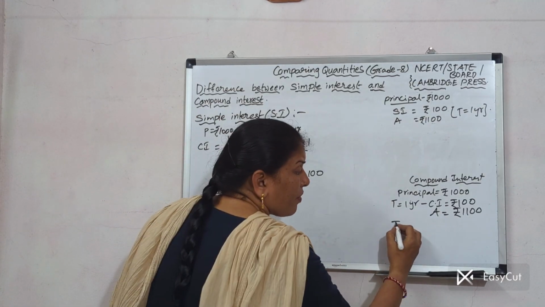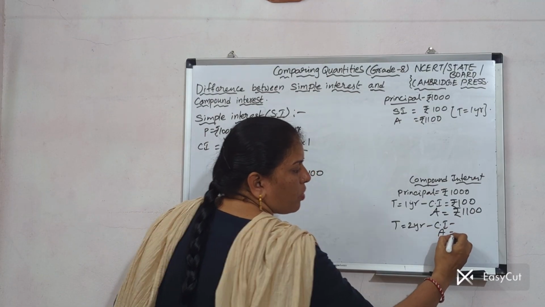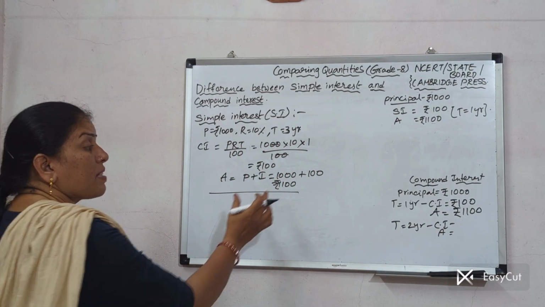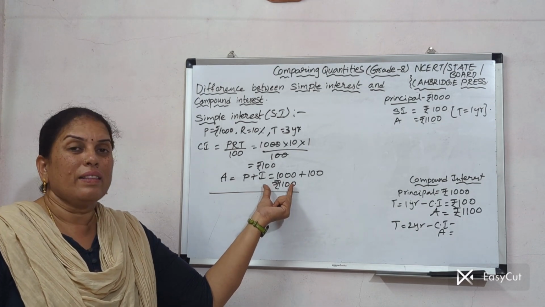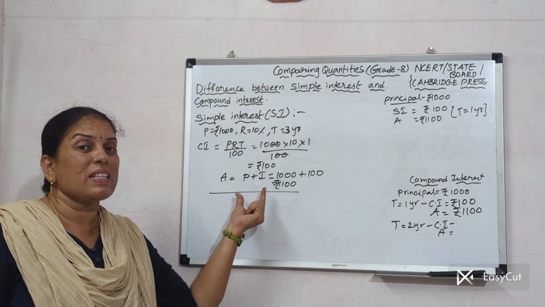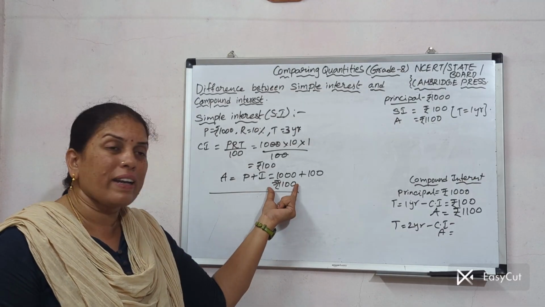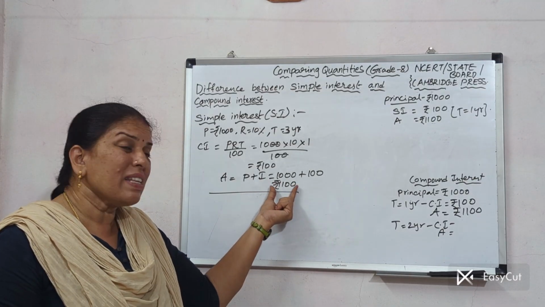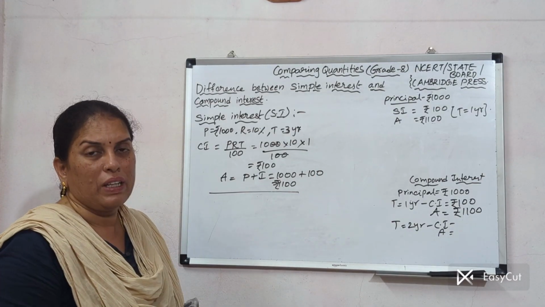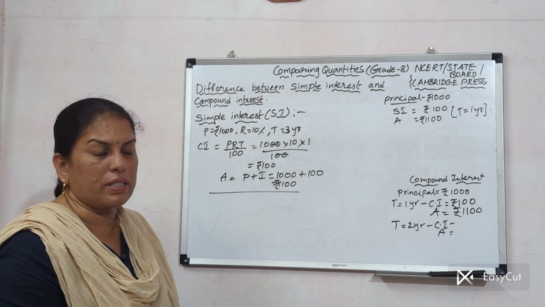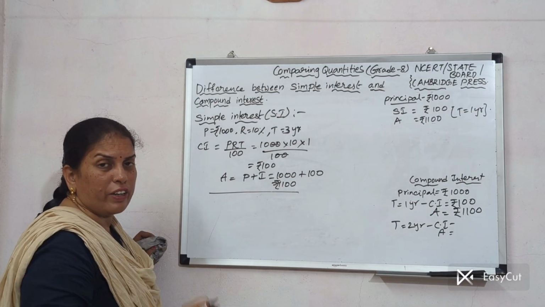In the second year we will calculate for 2 years. Compound interest, how much? Amount, how much? The amount I got, 1100 rupees, that we have to take as a principal. All of you understood, children? At the end of the year I got the amount as 1100 rupees. This 1100 rupees I should take as principal for the next year. Like that we will calculate compound interest. 3 years we need to calculate.